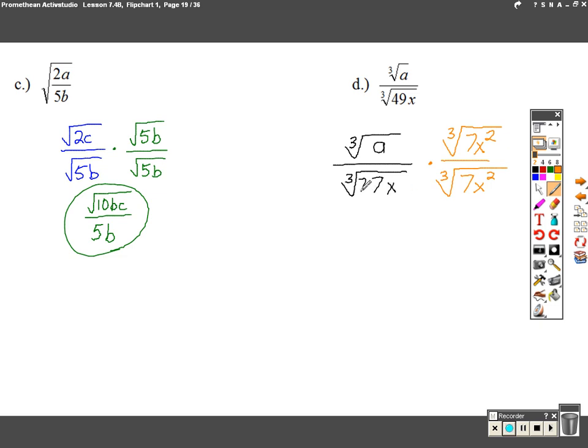What would the cube root of this be? Well, I have 3 7s. Cube root of 3 7s being multiplied is just 7. Same with 3 x's. I can pull out an x. Then my numerator would be 7ax squared underneath the cube root, which doesn't simplify at all.